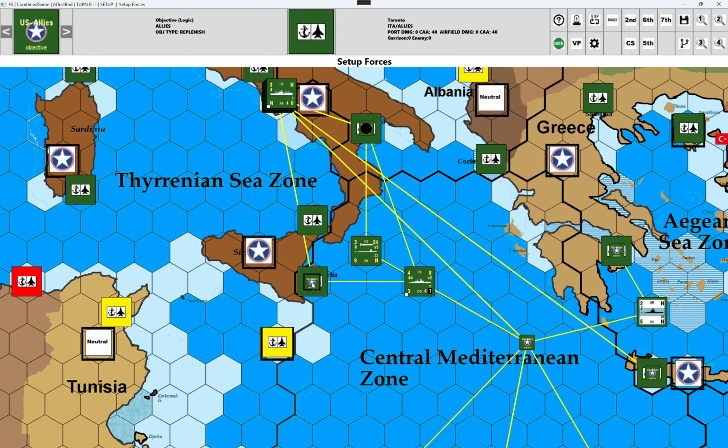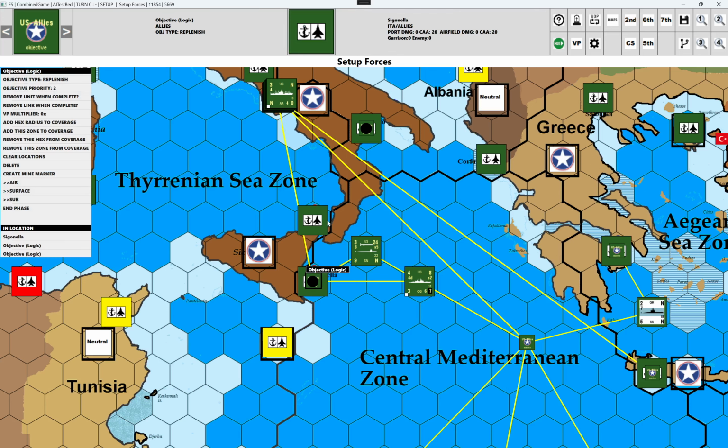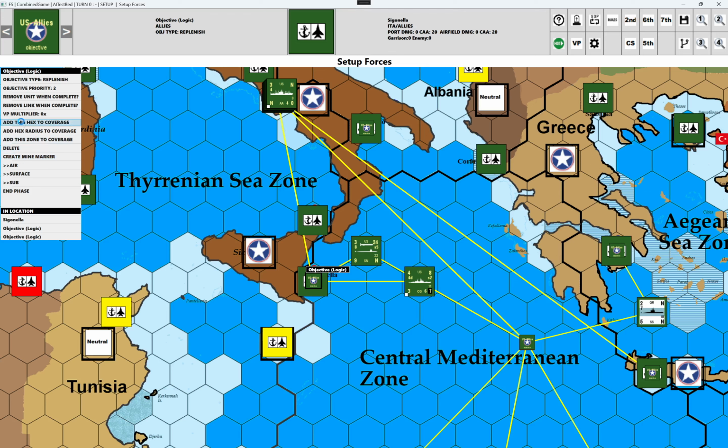So you could either set up multiple objectives and link them to individual spots, or you could be kind of saucy and create one single objective and have it linked to both spots. And then whenever a ship or a group picks that objective, they'll randomly choose between these two areas. But I'm going to reset that because I don't want it to have two. I want them all to go to Sigonella just for showing. So I'm going to clear locations and then add this hex back. So now this replenishment only covers Sigonella.